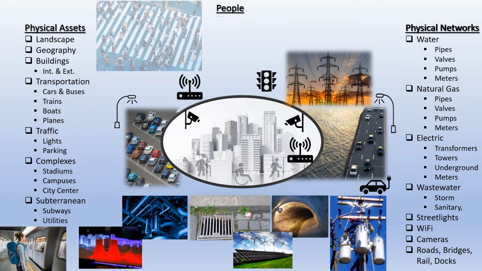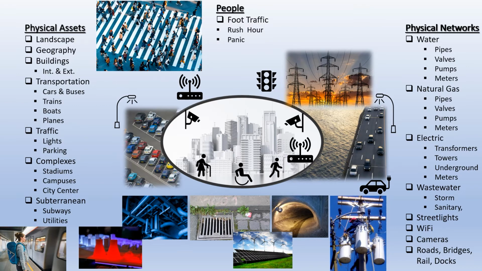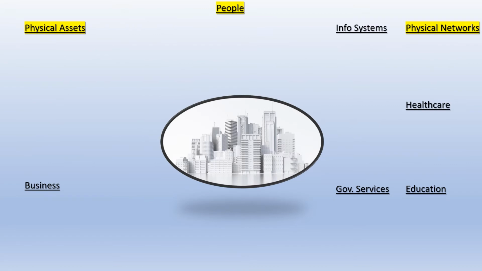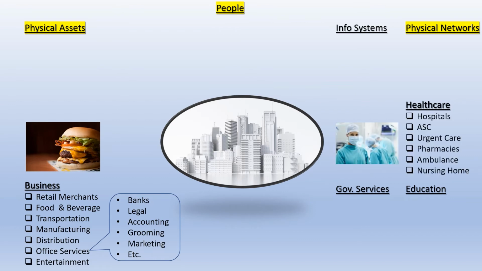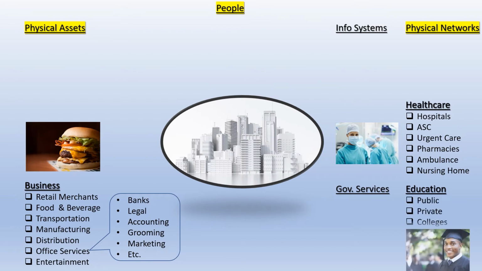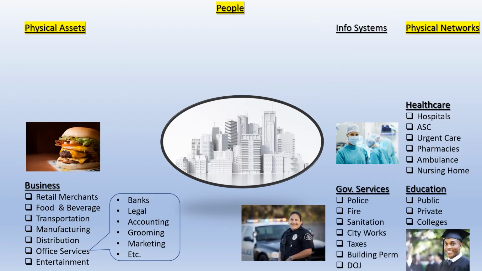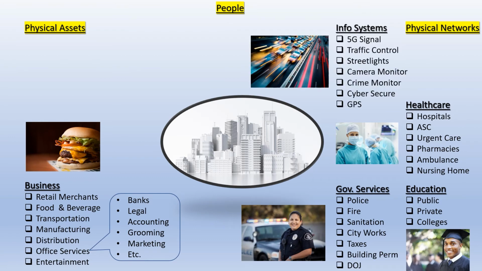And of course, the people, whether or not we're talking about their habits, their foot traffic, or what happens in rush hours and moments of panic. Continuing, there's other things that we need to look at, such as businesses. This is where the money is regarding the banks and accounting and all the other types of things that are going on from a business standpoint. Healthcare, all of the intricacies of the different healthcare systems, the educational systems, government services, and then, of course, the information systems such as streetlights or cameras, crime monitoring, and so on.